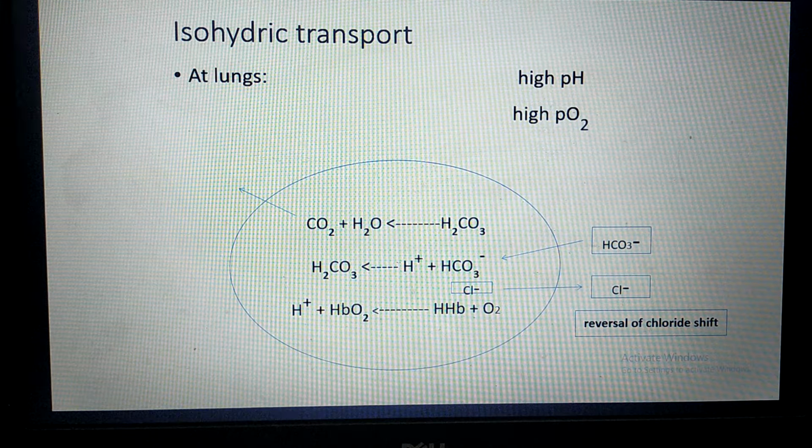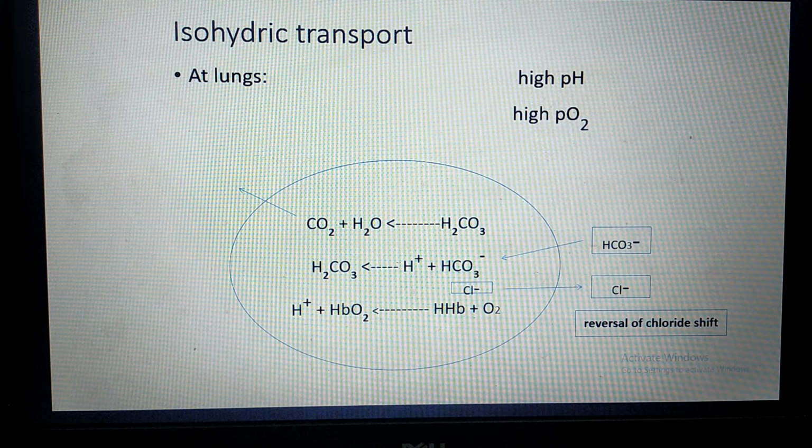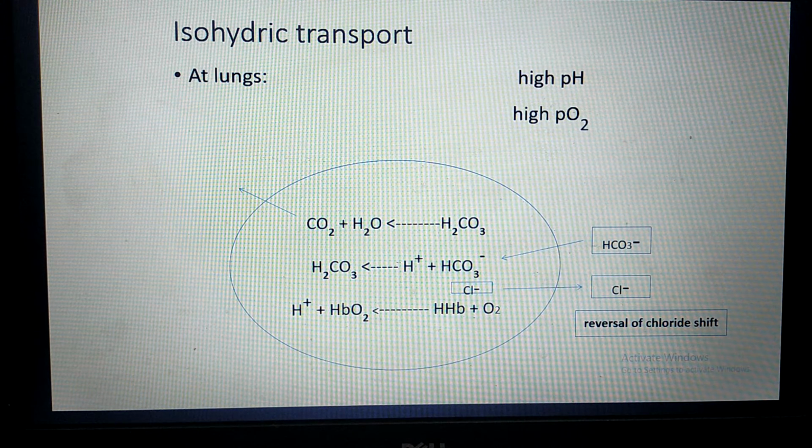Due to these two factors, HHb releases the H plus ion and combines with oxygen to form oxyhemoglobin. Now this H plus ion becomes free. To neutralize these H plus ions, bicarbonate ions which are present in the blood or plasma enter inside the RBC. To maintain electrical neutrality, chloride ions shift outside the RBC, which is called reversal of chloride shift.